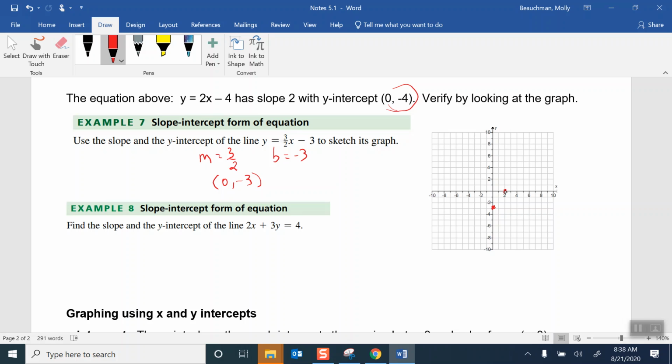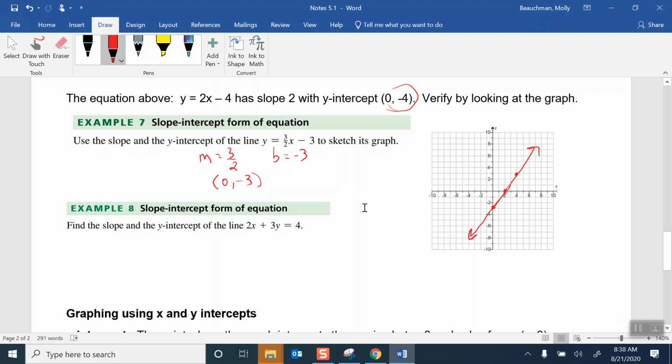If you want to, you can go from here and count up 3 more to the right 3 so that you have a couple of points. Connect. So all you need is the point, any point, and a slope, and you can graph the line.